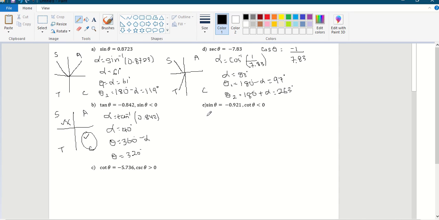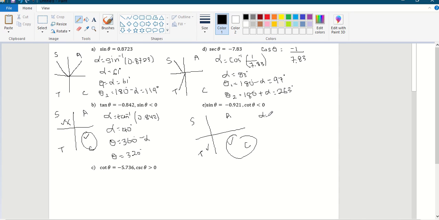For this one then, again we will sketch first. So we have all S, T and C. And sine negative, so sine is positive in the first and second quadrant, so it's in the third or fourth quadrant. And cot theta less than 0, meaning tan negative. So tan is positive here, so it's only negative in this quadrant. So we'll hit quadrant 4 again.